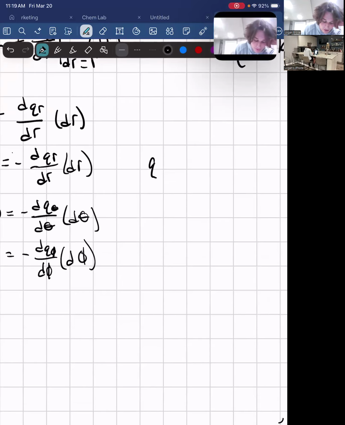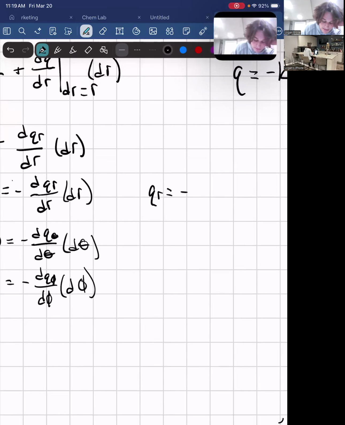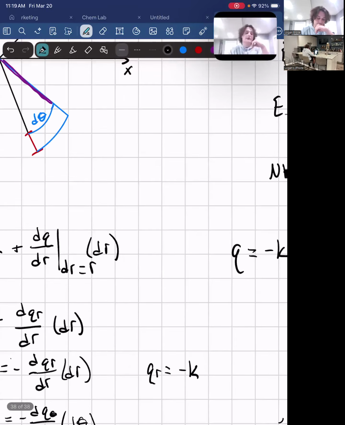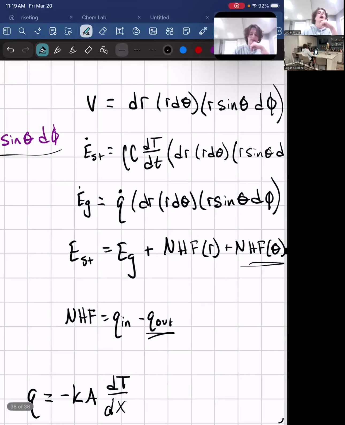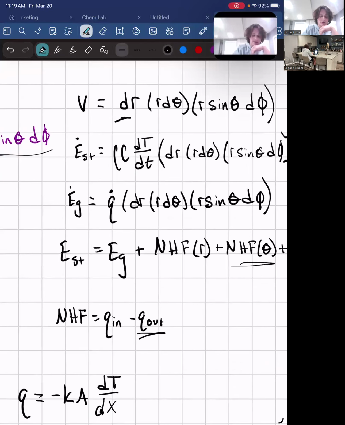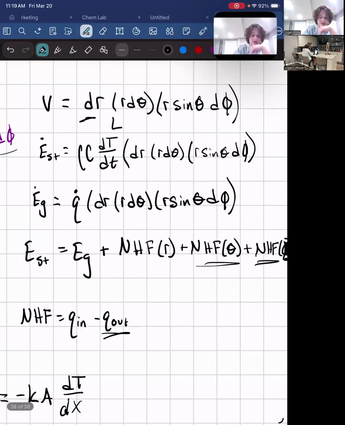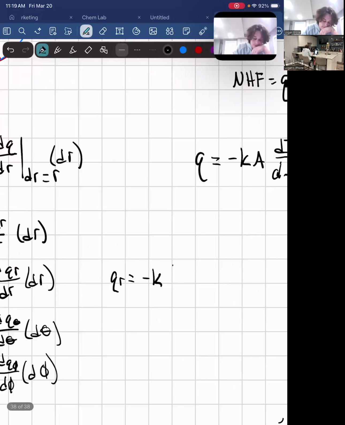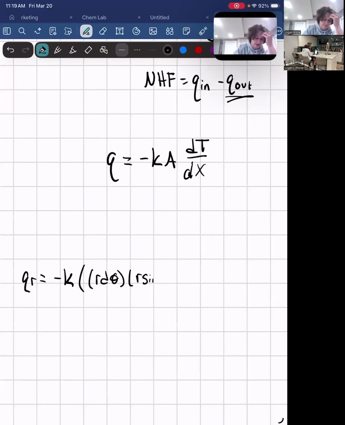So Q in our R direction, so QR equals minus K. And then our area, right, it's everything in our volume that's not the direction we're going in, right? So for QR, this is our R direction, so it's everything that's not, right? So it's this term here. So it's minus K times R d theta times R sine theta d phi, and then dt dr, right?